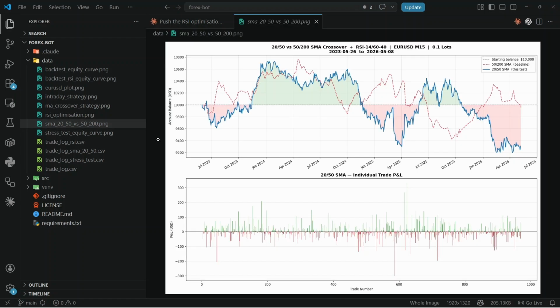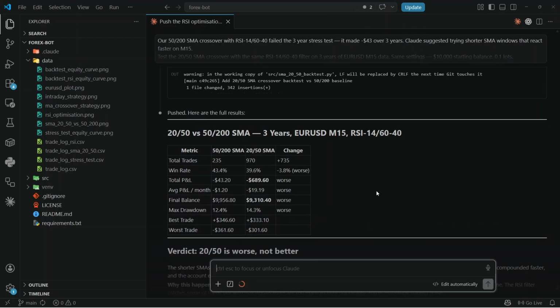We tried to fix a failing strategy by making it faster. It made things significantly worse. But we learned something important. The SMA settings were never the problem. The time frame was. And that changes everything for episode 9.